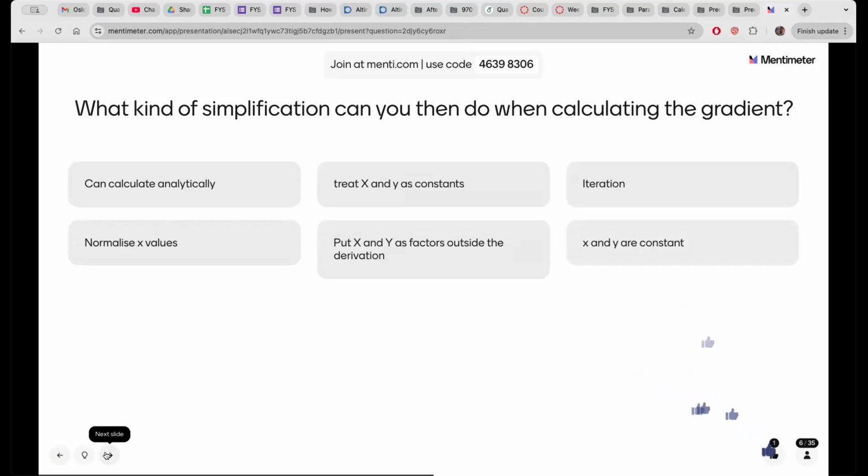There's no point in mounting X and Y constants. Exactly. Love this. Yeah, you can normalize the X values. That's also possible. But we are thinking of numerical simplifications. Yeah, take this. Yeah, you can also do that. These are all good suggestions.